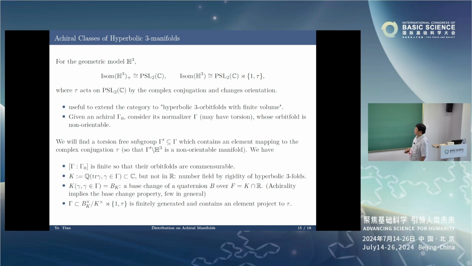Okay, now you have this gamma, the normalizer of gamma 0, which contains an element projecting to tau, corresponding to the non-orientable property. So it is a discrete group in B cross, B cross over K cross, like PB cross, with a semidirect product with the order 2 group at the top. So this is all input from topology.